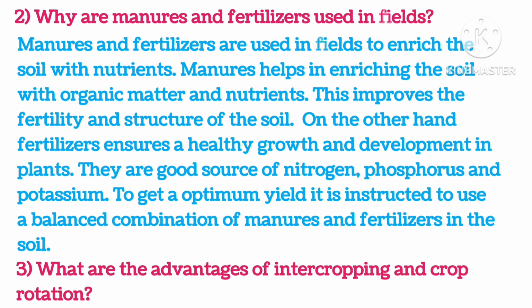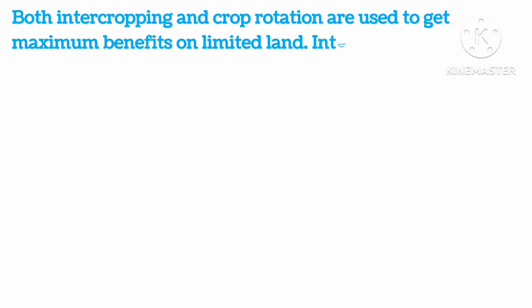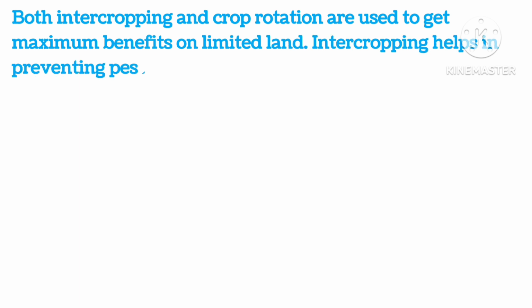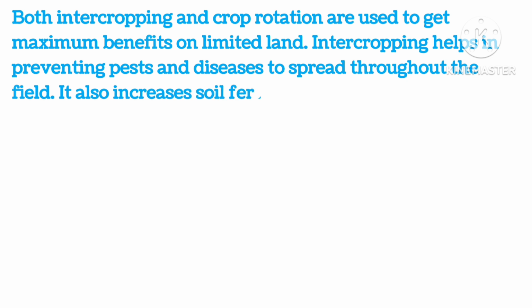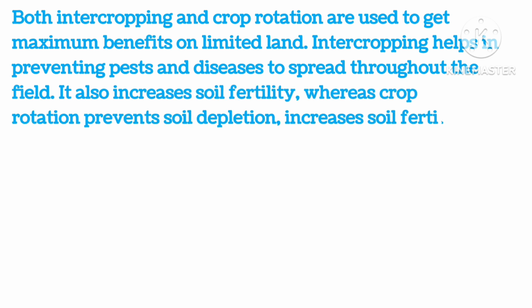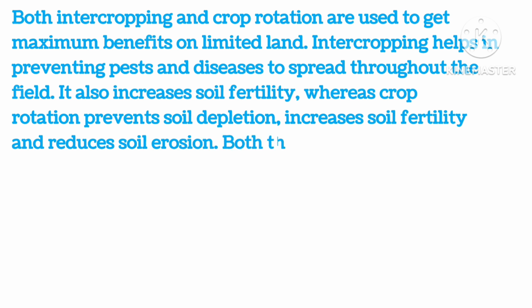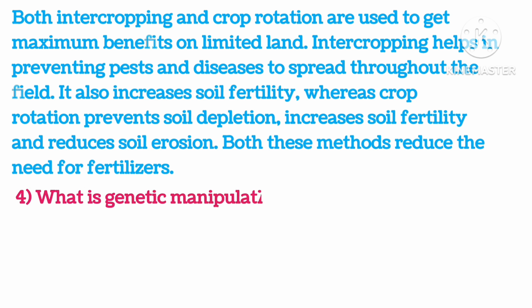What are the advantages of intercropping and crop rotation? Both intercropping and crop rotation are used to get maximum benefits on limited land. Intercropping helps in preventing pests and diseases from spreading throughout the field. It also increases soil fertility, whereas crop rotation prevents soil depletion, increases soil fertility and reduces soil erosion. Both these methods reduce the need for fertilizer.